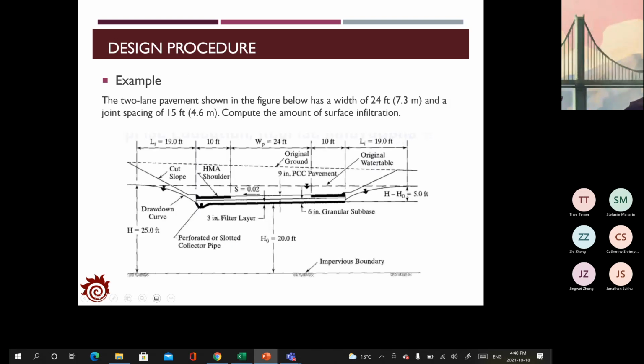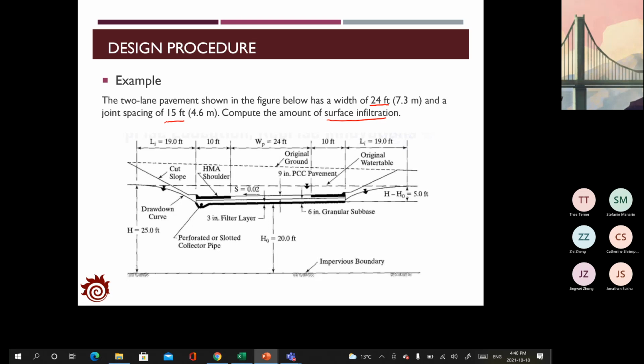And then let's check one example to see how we can calculate the surface infiltration. This is the figure that we will be using for most of the examples under this topic. It's a two-lane pavement and has the width of 24 feet, and the joint spacing is 15 feet. And we want to find out the amount of the surface infiltration, which means that we want to find out the value of Qi.